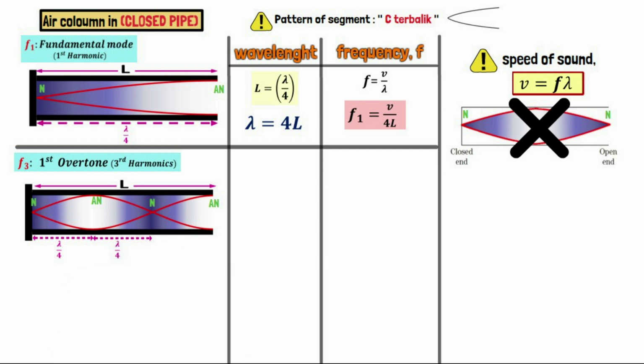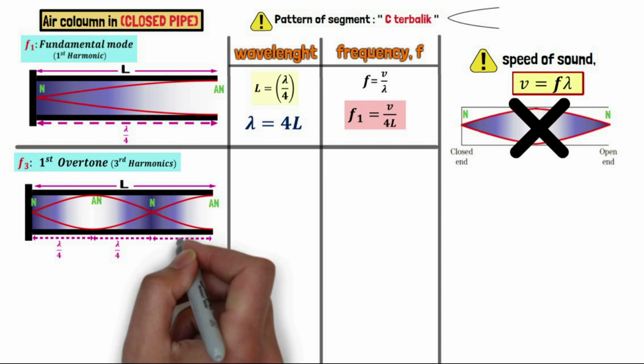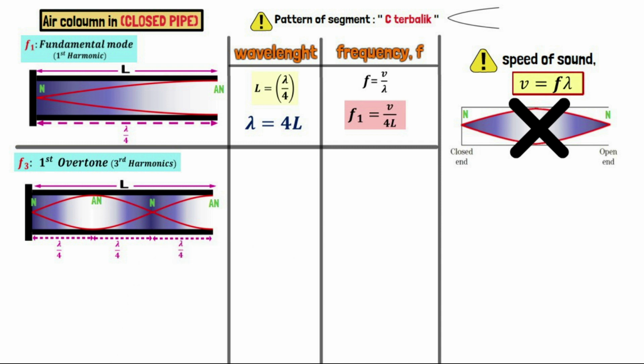And then kita ada the last lambda over 4. Okay, kita tambah lagi pattern of segment C yang ketiga. Okay, so now we can write that L is equal to 3 kali lambda over 4, sebab kita ada 3 kali pattern of segment C kita. Boleh? Okay, so rearrange that equation. Finally, we can write equation of lambda is equal to 4L over 3.